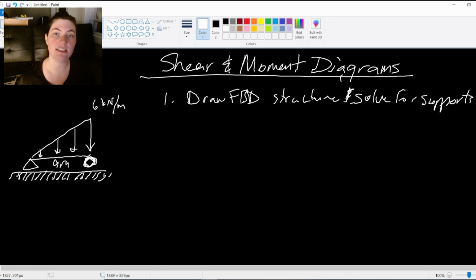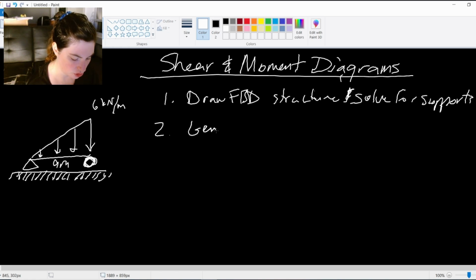And if that is given to you, now we can say, okay, here's how we find our shear and moment equations to put in these diagrams. What we're going to do is take that body and create a general free body diagram for all load regions in terms of X.